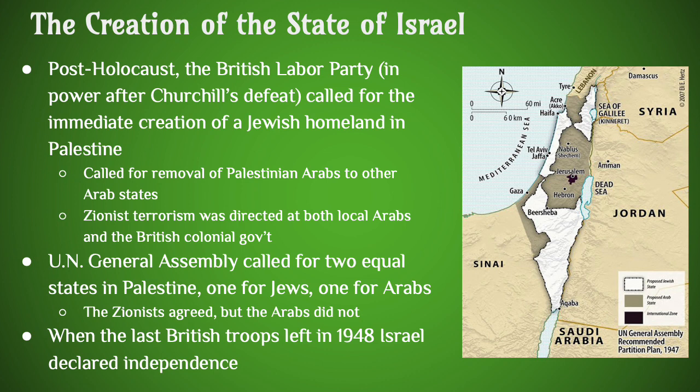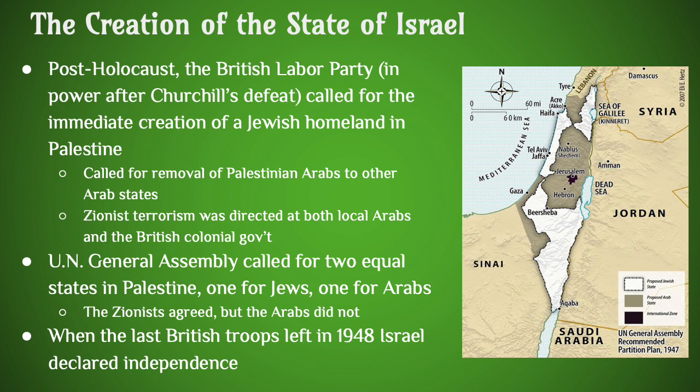The newly created United Nations called for 2 equal states in Palestine, one for Jews and one for Arabs. And that's what you see in this map. The areas in white were the ones that the UN said should go to the Jewish people, and the darker brown are the areas that should be reserved for the Palestinian Arabs. And the land is divided almost 50-50. The Arabs actually, in this plan, would have ended up with a little bit more of the better territory for agriculture and things like that.